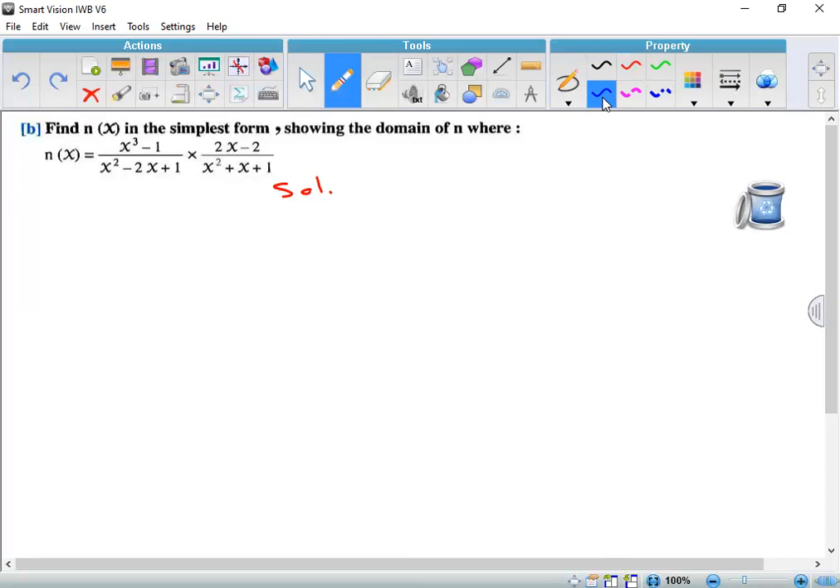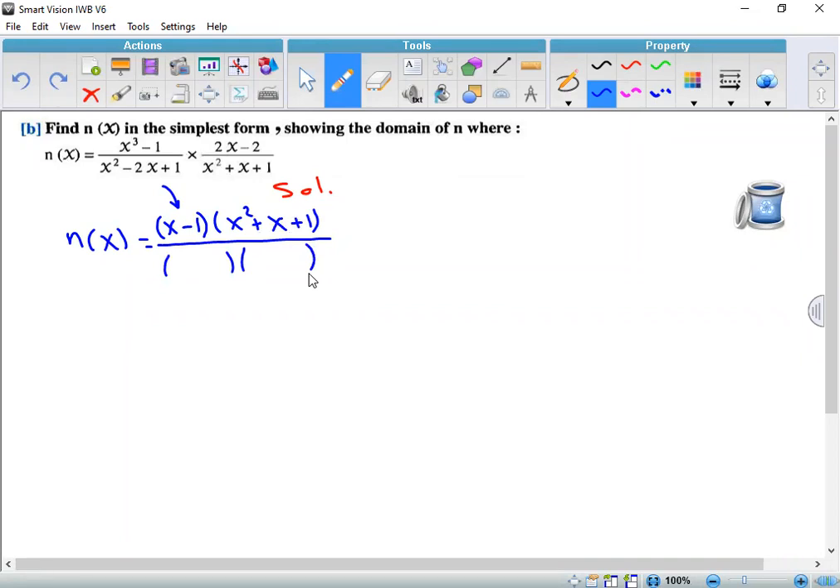factorize. n of x equals x power 3 minus 1, a difference between two cubes, in 2 brackets, x minus 1 times x power 2 plus x plus 1, by positive inverse of the negative in the first, and multiplying by x power 2 plus x plus 1. x power 2 minus 2x plus 1.